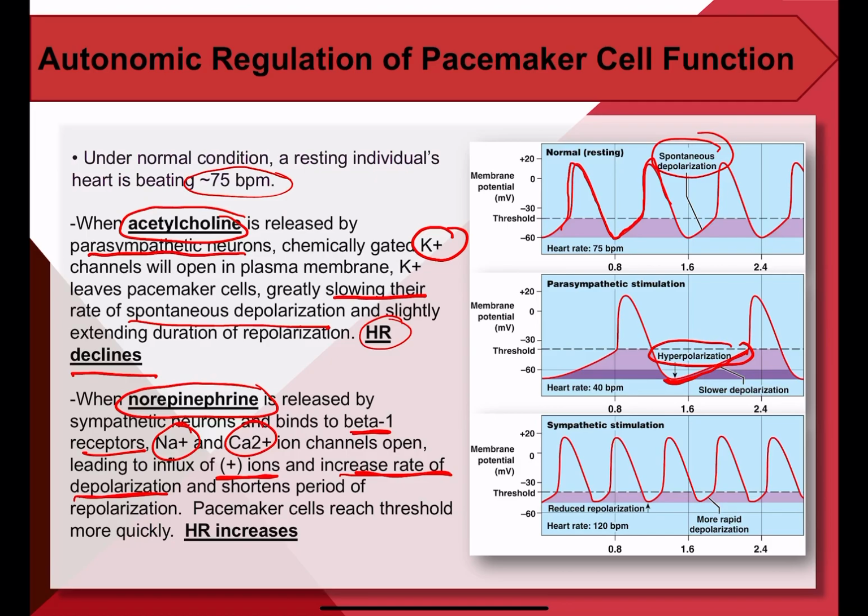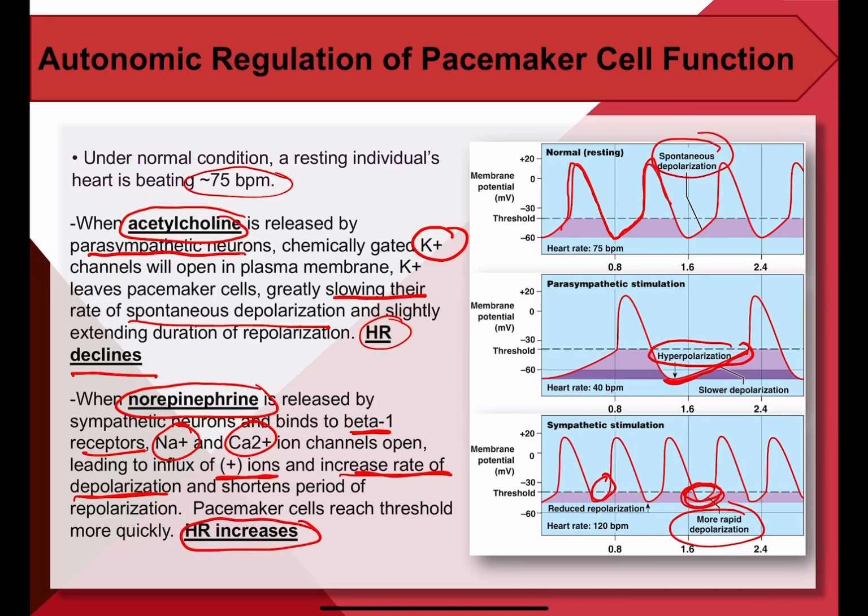because now you have influx of multiple positive charge ions at the same time to bring up your membrane potential. So this will shorten your repolarization period, and also result in a much more rapid depolarization because now this gap here is even faster. Pacemaker cells will reach that threshold much more quickly and your heart rate ends up increasing.